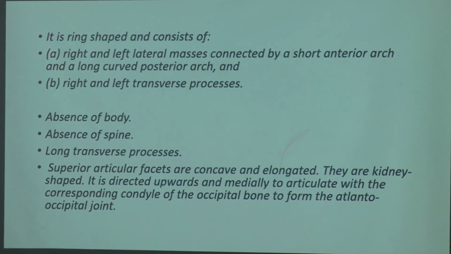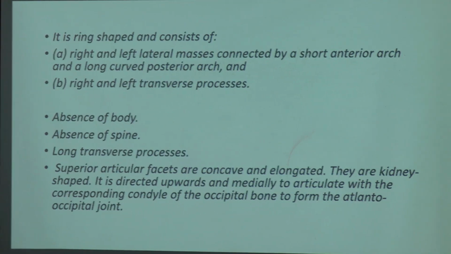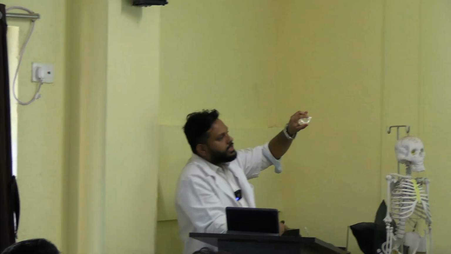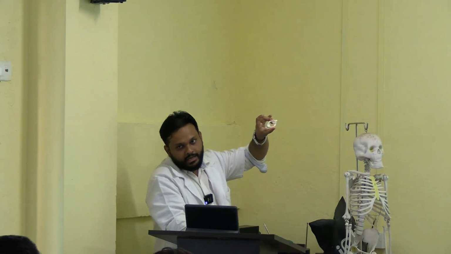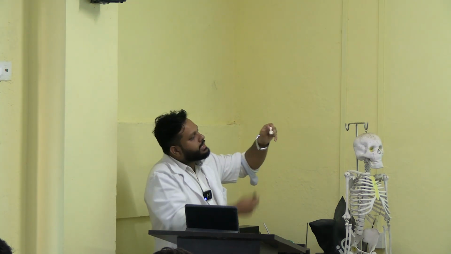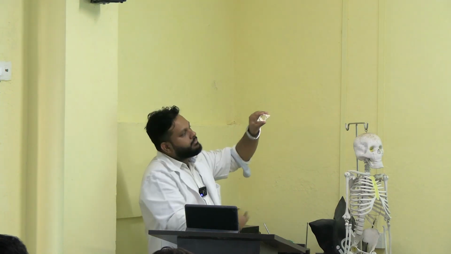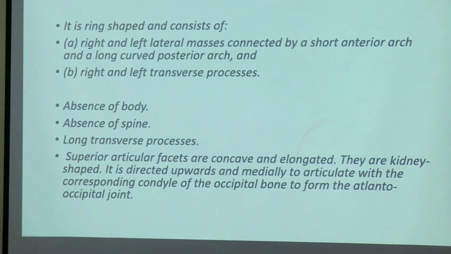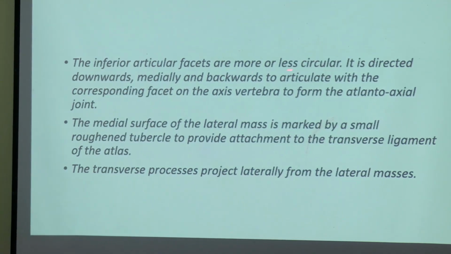Okay. Then, superior articular facet. What are the superior articular facets? These are the superior articular facets. What's the shape? These are concave in shape. Below are the inferior articular facets. What's the shape? You can see these are round. Superior articular facets are concave and elongated, kidney shaped, and the inferior articular facets are more or less circular.